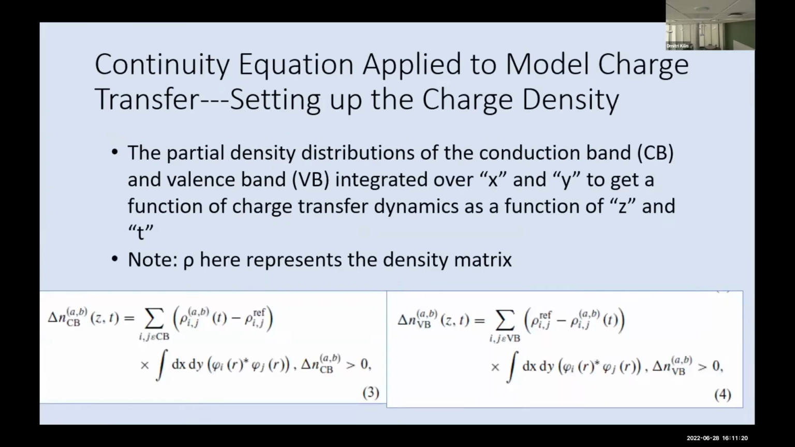To adapt it to our model, we look at a couple of partial density distributions. Here we have the partial density distribution of our conduction band on the left and valence band on the right. Some items of note: you'll see an integration with respect to X and Y. To make our analysis simpler, we are just going to be looking across the Z dimension, since it's easier to do analysis with respect to one dimension and a time variable.